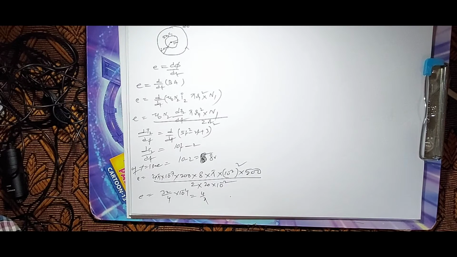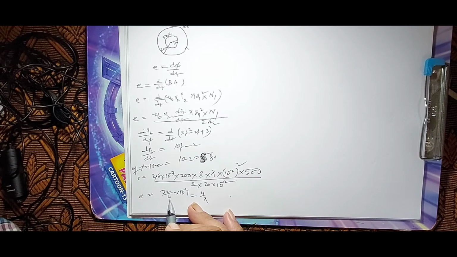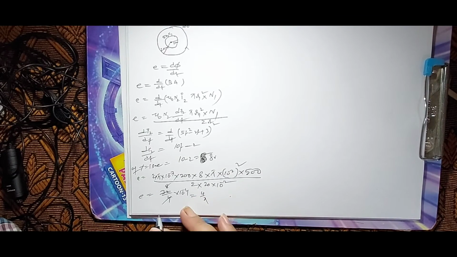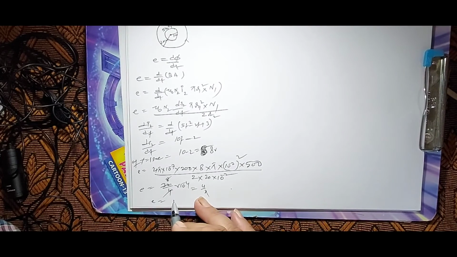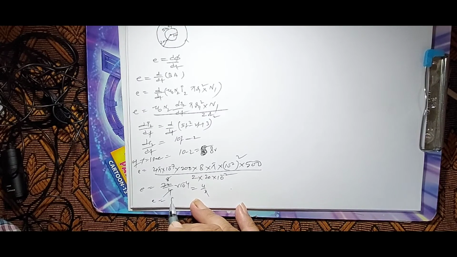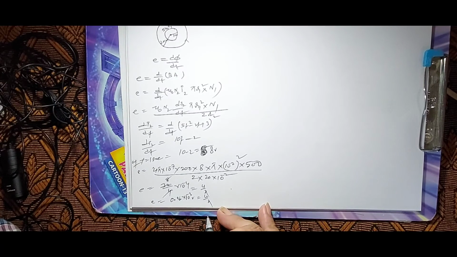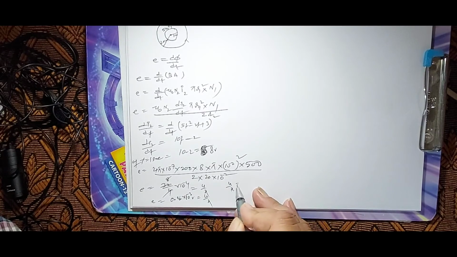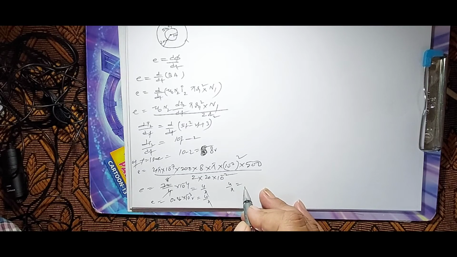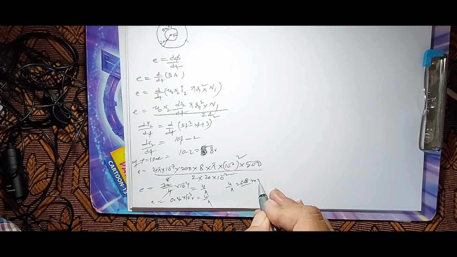So this is equal to 8 × 10⁻⁴. This can be written as 0.8 × 10⁻³ volts, that is equal to 4 by x. 0.8 × 10⁻³ is 0.8 millivolts. So 4 by x is equal to 8 by 10.